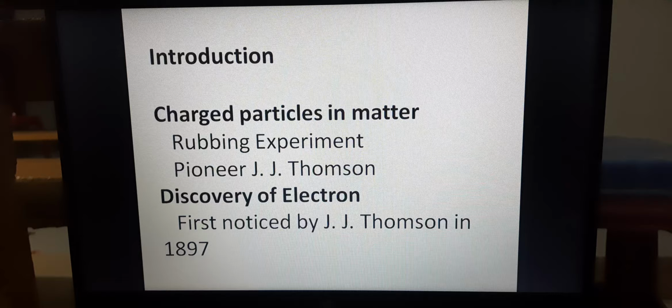Today I am going to explain about the charged particle in matter, the famous rubbing experiment, pioneer J.J. Thomson, discovery of electron, characteristics of cathode ray, definition of electrons, discovery of proton, definition of proton, characteristics of anode rays, Thomson's model of an atom, Rutherford's model of an atom, Bohr's model of an atom, and then lastly atomic number and mass number.